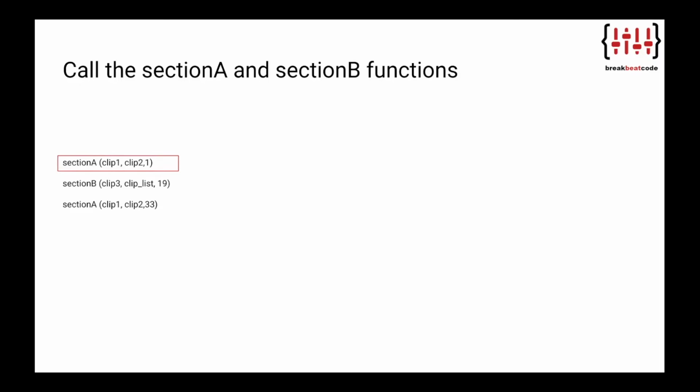Next, we'll call our functions that we defined. We call section A with the arguments clip 1, clip 2, and start measure 1 like this. Section A, in parentheses, clip 1, comma, clip 2, comma, 1. We call section B with the arguments clip 3, comma, clip list, and a start measure of 19 like this. Section B, in parentheses, clip 3, comma, clip list, comma, 19. Finally, we call section A to finish the song, using clip 1 and clip 2 again, with a start measure of 33 like this. Section A, in parentheses, clip 1, comma, clip 2, comma, 33.